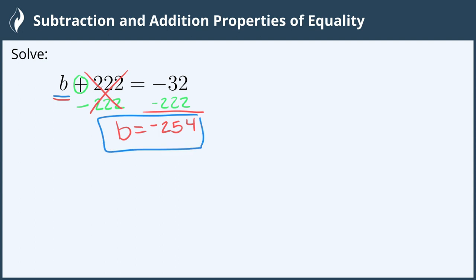We can be all done right now, or we can check our answer, because any equation we can go ahead and check by substituting what we got into the original equation. So our original equation is b plus 222 equals negative 32. Now we can substitute negative 254 in for b, but every time we do that, we always substitute with parentheses. This keeps all of the operations and signs clear so we know what to calculate.